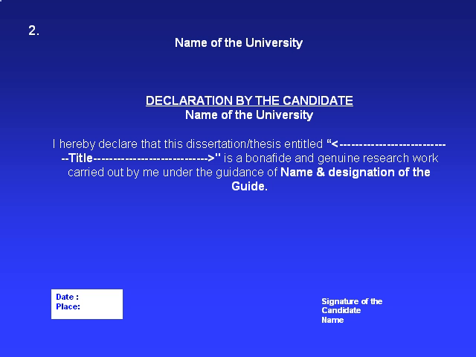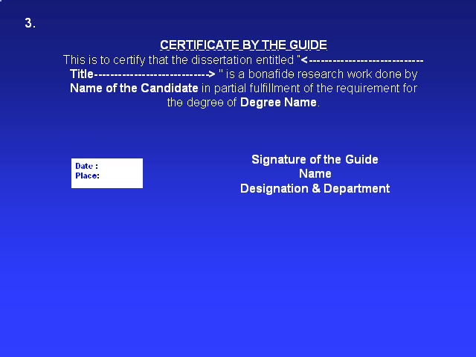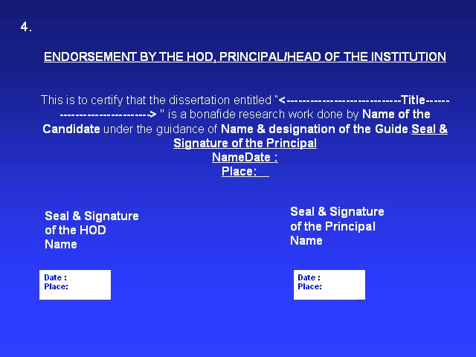Number 2. This is a declaration certificate by the candidate that it is a bona fide and genuine research work carried under the guidance of, and you need to mention the name and designation of the guide. Number 3. The certificate by the guide that it is a bona fide work done by so and so in partial fulfillment for the degree of whatever degree the candidate is appearing for.